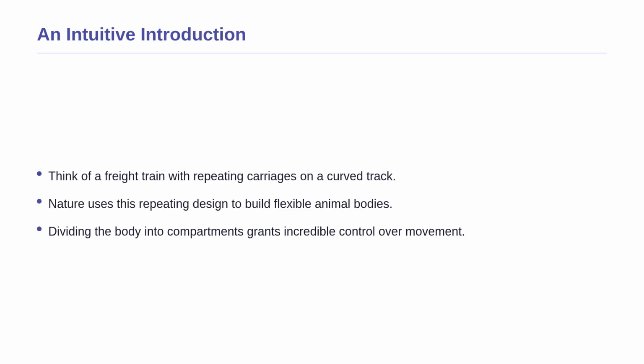To understand metamerism, imagine a long freight train moving smoothly along a curved track. The reason the train can bend and twist around tight corners without breaking is that it is not one single rigid block of metal. Instead, it is made up of many individual, repeating carriages linked together in a series. Nature uses this exact same brilliant engineering principle to build certain animal bodies, most famously seen in earthworms. By dividing a long body into a series of repeating compartments, the animal gains incredible flexibility and precise control over its movements.